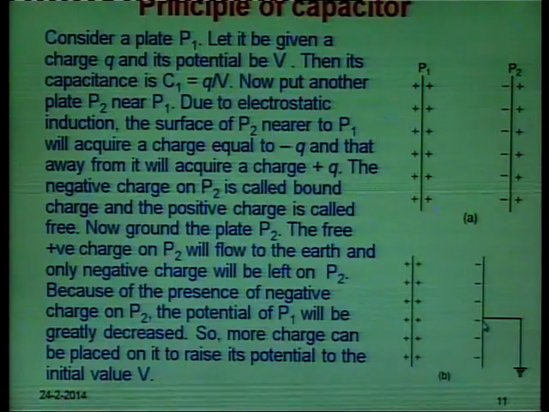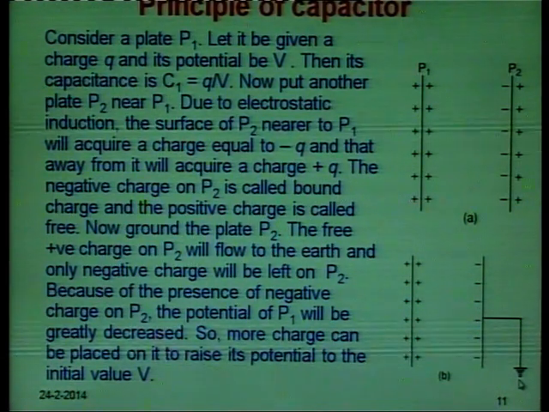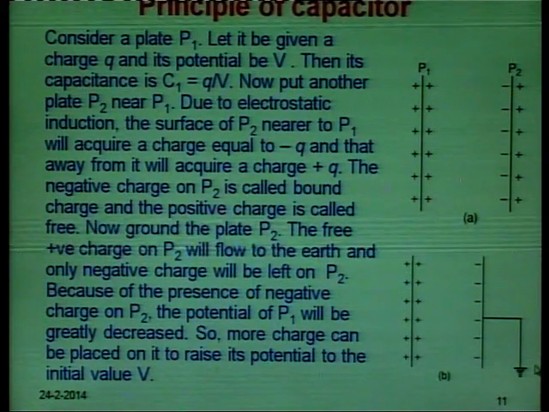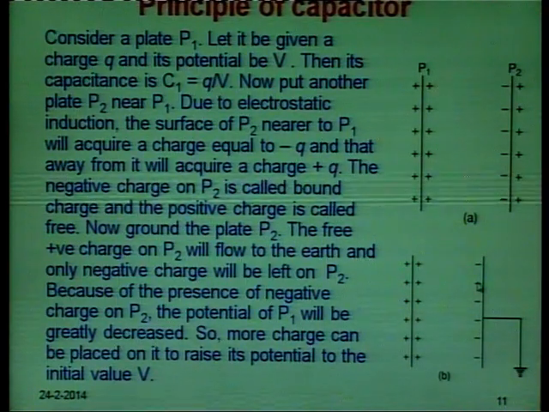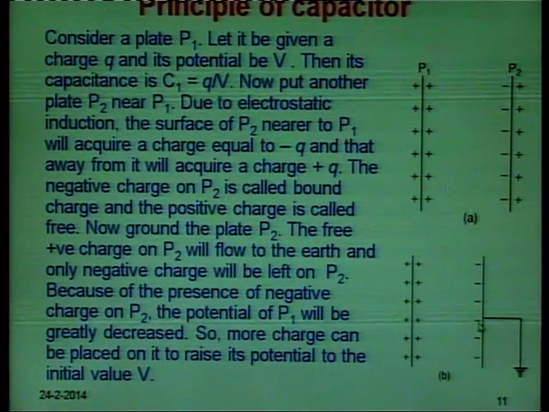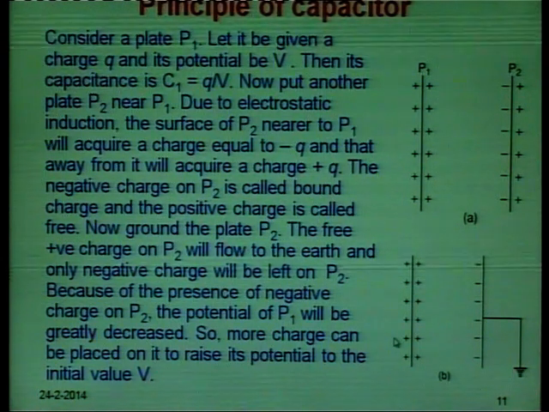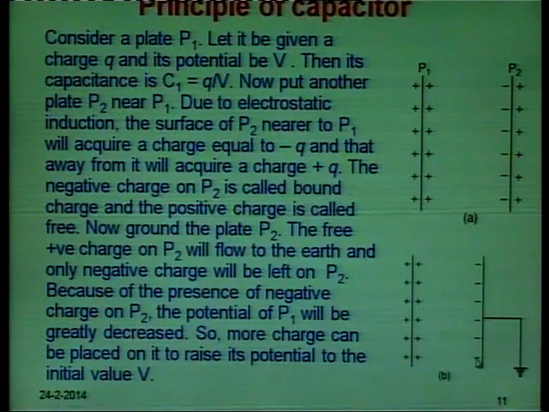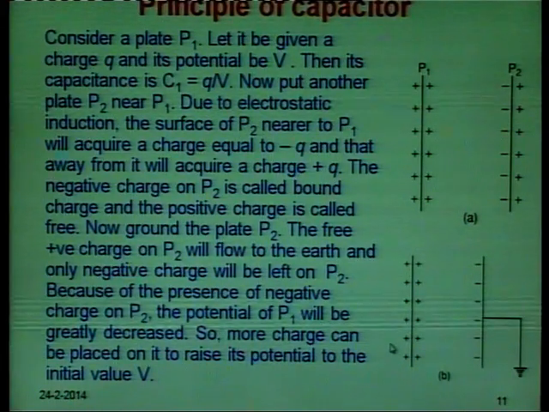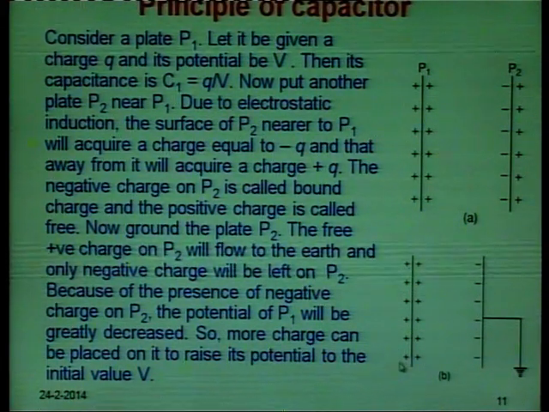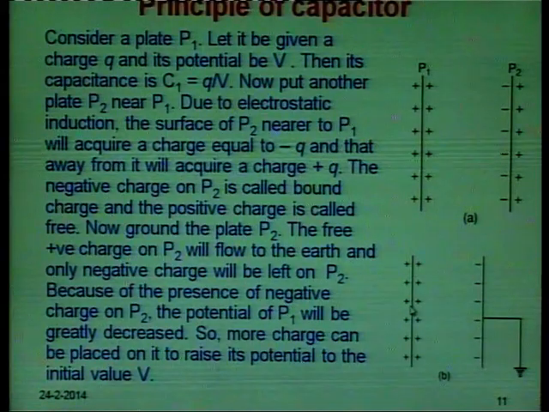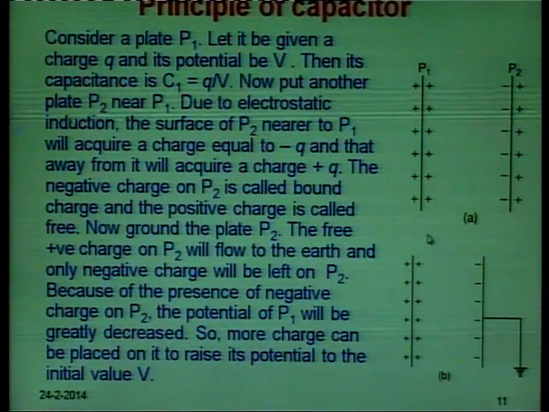Now, we ground the outer surface of plate P2. So, free positive charge on P2 flows over to the earth and only negative charge is left on plate P2. Now, what you have? That you have a negative charge and a positive charge. So, the presence of this bound negative charge on P2 decreases the potential of P1. If the potential of P1 gets decreased, you can supply more charge to plate P1 so that its potential can be raised to its initial value.